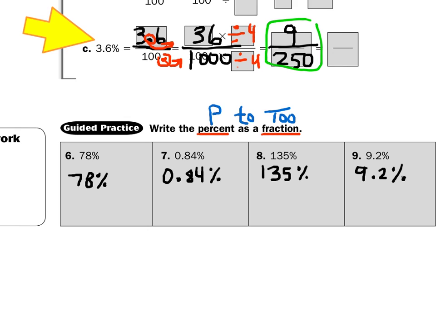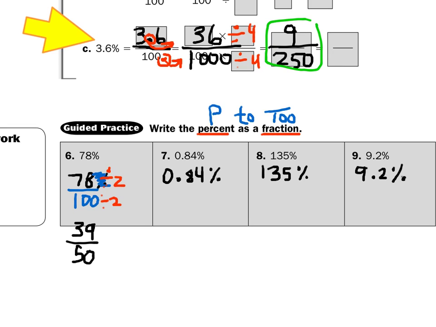All right, take a look at the guided practice here. Write the percent as a fraction. Remember, percent to per 100. And so I wrote 78%. Now, what I'd like you to do is I'm going to grab my blue just to show you. When I change it to per 100, I want you to get rid of that percent symbol. So it becomes 78 over 100. And then I just have to reduce it. In this case, they're both even numbers. So I'm going to divide by 2 on the top and the bottom. And that's going to give me my final fraction of 39 over 50, and I box my answer.